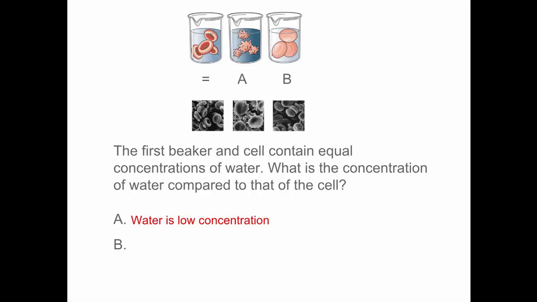What about this one? What happened to these cells? They got larger. Why? Because the water had a higher concentration. There's a high concentration of water out here, and it flowed into the cells, which had a lower concentration, and they swelled up.